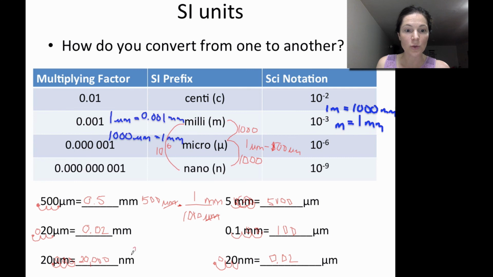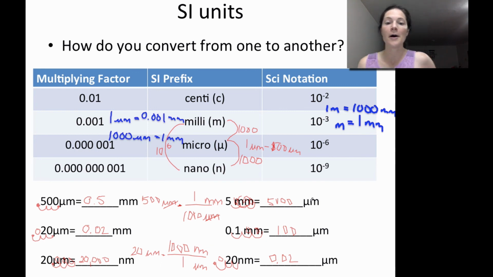So let's say that I had 20 micrometers. I'm going to cancel out micrometers on the bottom, and I want nanometers. And then here you just have to say, it's 1,000 nanometers to 1 micrometer, right? So you're doing the same, you're multiplying 20 times 1,000. I'm not going to show you all of those, but hopefully I didn't mess up any of these. But this is just a really good way to convert between units.